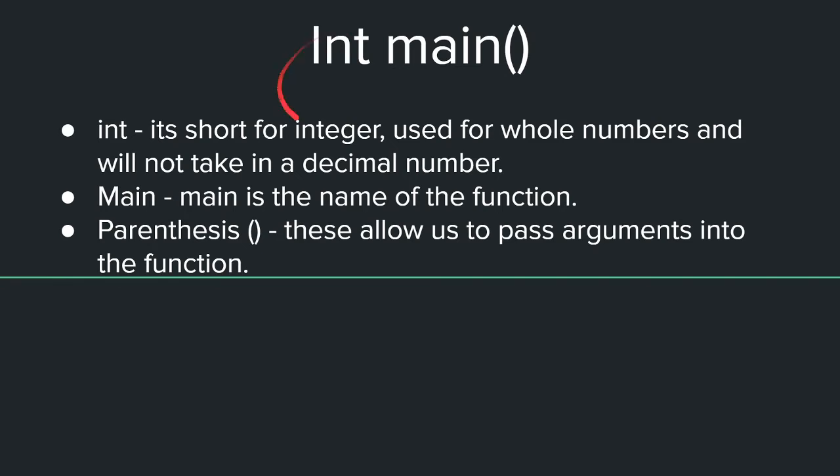Int is short for integer. Integers can only take in whole numbers. They can't take in decimal numbers, just like it was when using algebra. They're whole numbers. Main is the name of our function. So when the compiler reads int main, it's saying, oh, okay, this is the name of the function. And then it's reading these parentheses. Now, I know right now that the parentheses don't seem like they're doing anything because, well, they're not. But they can do something.